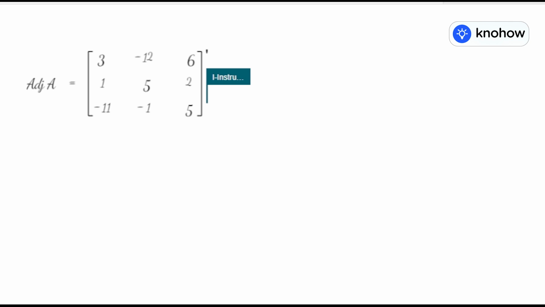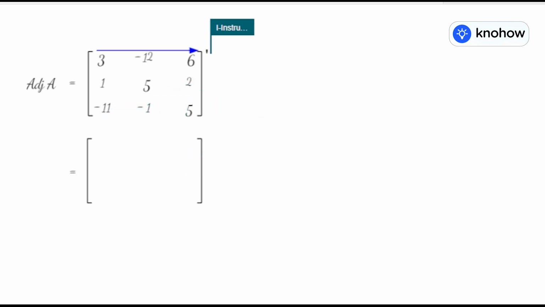So what is finally the adjoint A by taking the transpose? Elements of the first row, that is 3, negative 12, 6, you write in the first column: 3, negative 12, 6. And similarly that of the second row, 1, 5, 2, in the second column, and the third row, negative 11, negative 1, 5, in the third column. So that way 3, 1, negative 11; negative 12, 5, negative 1; 6, 2, 5 is finally the required value of adjoint A.